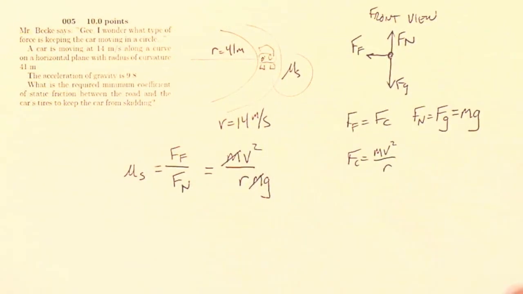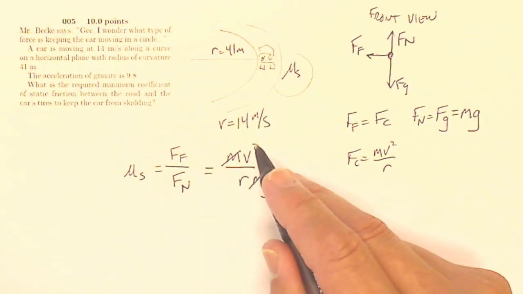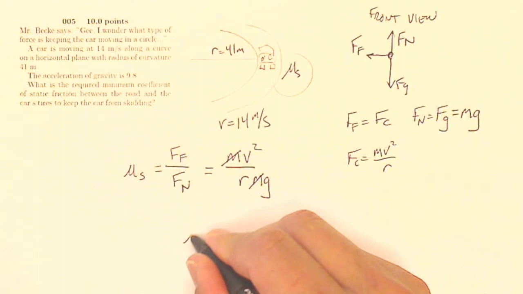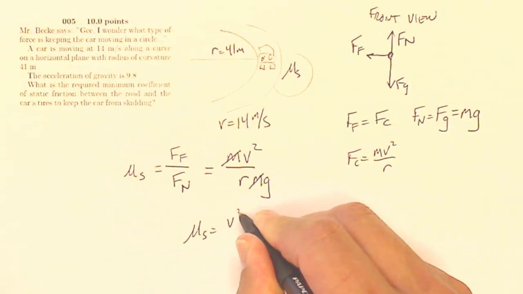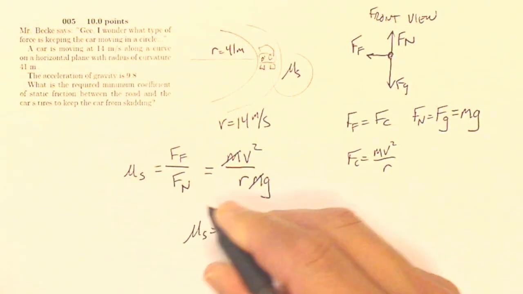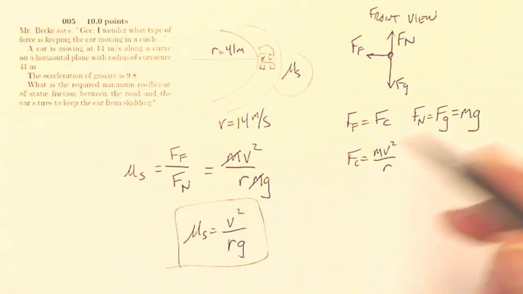I didn't know the mass, but it turns out I don't need to know the mass. So here's my coefficient of friction. It's going to be v squared over rg. And you know each one of these, so that is the answer to this question.